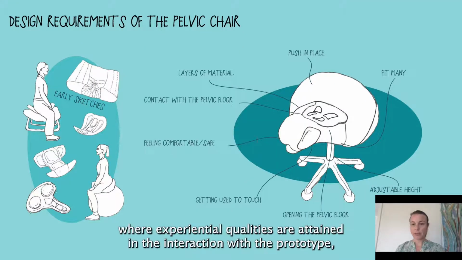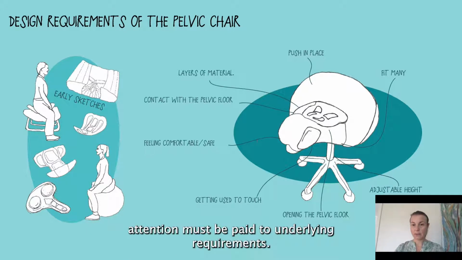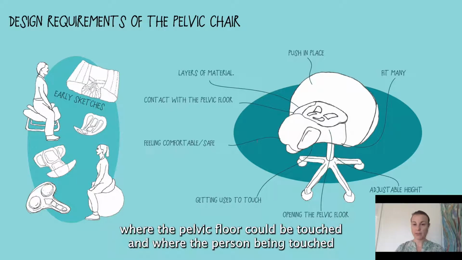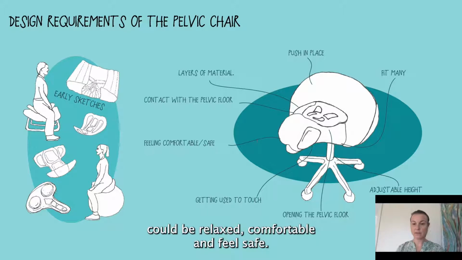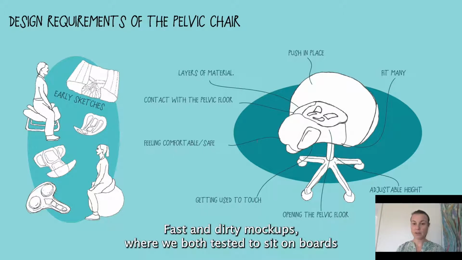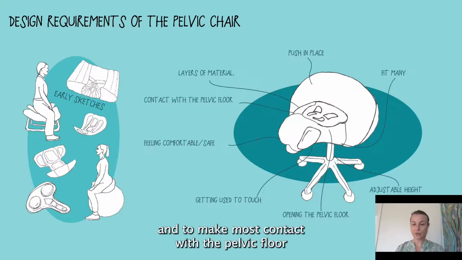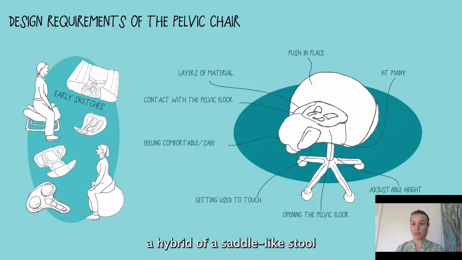To get to a point where experiential qualities are attained in the interaction with the prototype, attention must be paid to underlying requirements. The design team considered a shape that would allow for the creation of an interaction where the pelvic floor could be touched, and where the person being touched could be relaxed, comfortable, and feel safe. Fast and dirty mock-ups of wearables, squares to sit on, and boards on the floor led in the direction of a stool. And to make most contact with the pelvic floor, a hybrid of a saddle-like stool was developed, and then became the pelvic chair.